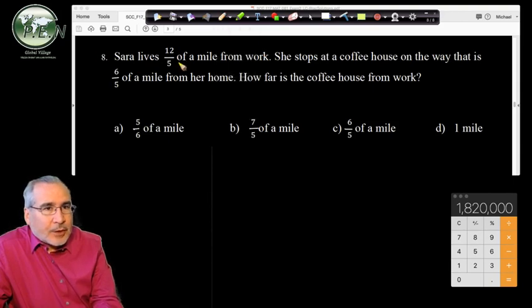So Sarah lives 12/5 of a mile from work. She stops at a coffee house on the way that is 6/5 of a mile from her home. How far is the coffee house from work? So again, here's home. She's going to work, but here's a coffee house. Coffee cup. That's where she stops, and then she's got to go the rest of the way to work.